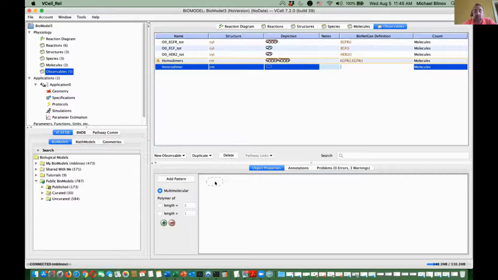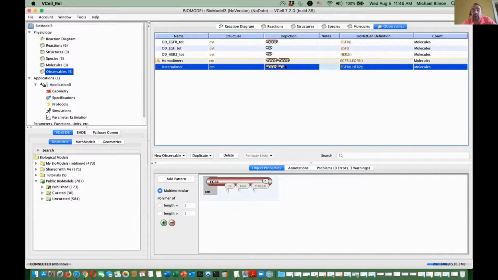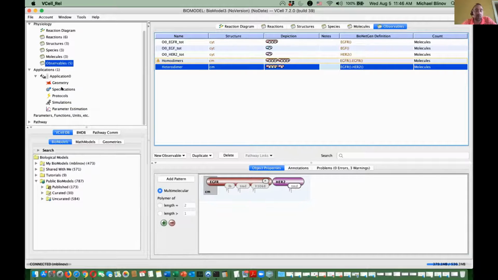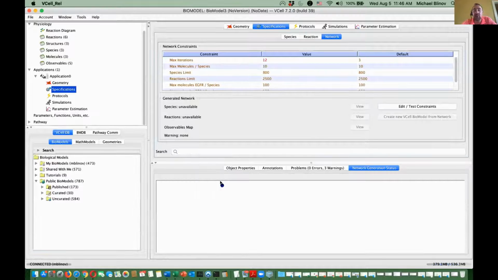And the heterodimer would be EGFR, HER2. So this is what you would like to monitor, both by energy, but the rule-based model and specification give you a way to do it. So you go back to specifications, edit test constraints, and run.